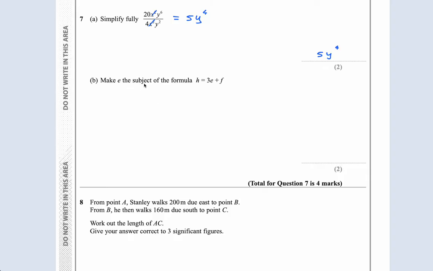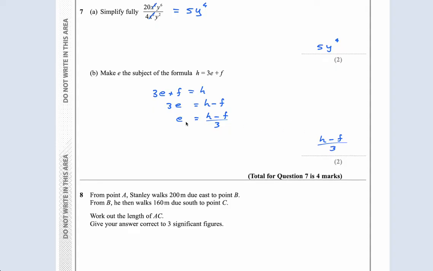Make e the subject of the formula. Okay, first thing, let's just change it around. So instead of saying h equals 3e plus f, I'll do 3e plus f equals h. Then subtract f, so it's h minus f. And finally, divide by 3. So it's h minus f divided by 3. h minus f over 3. Not the worst changing the subject question.